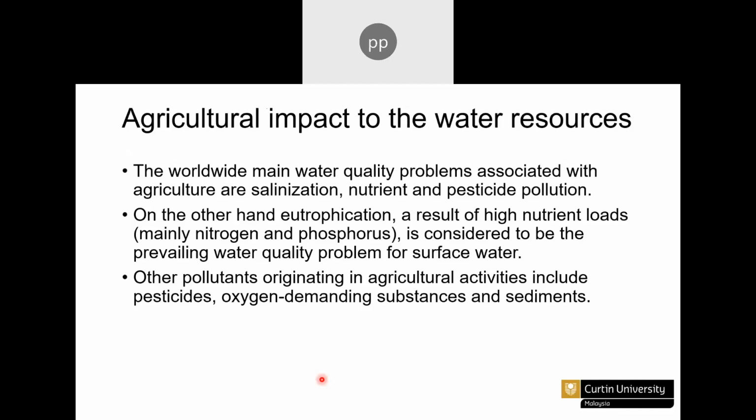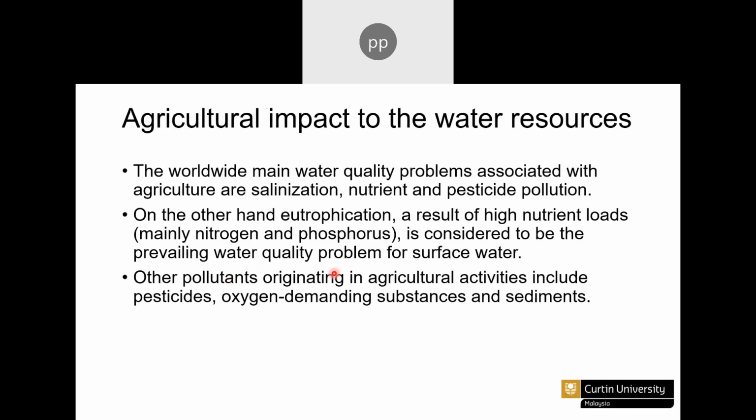Okay, so apart from that, there is another big issue, which is eutrophication. Eutrophication is a result of high nutrient loads to the water, particularly in surface water. In terms of nutrients, there are two main nutrients that control eutrophication: nitrogen and phosphorus. Take an example: if the crops need more fertilizers containing nitrogen and phosphorus, and they apply this to the crop, then it ultimately causes eutrophication in the nearby water bodies.